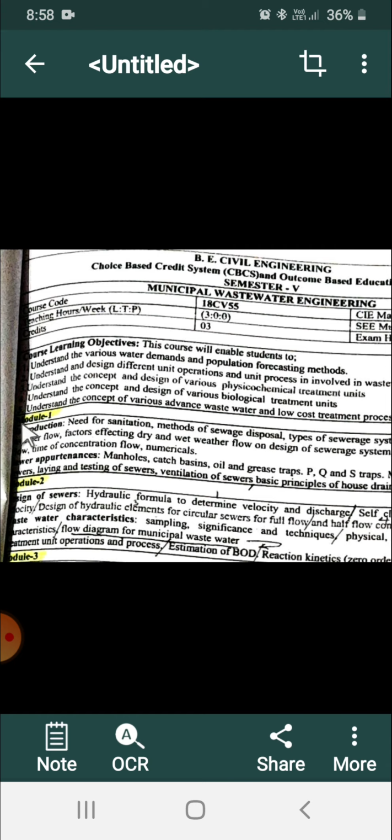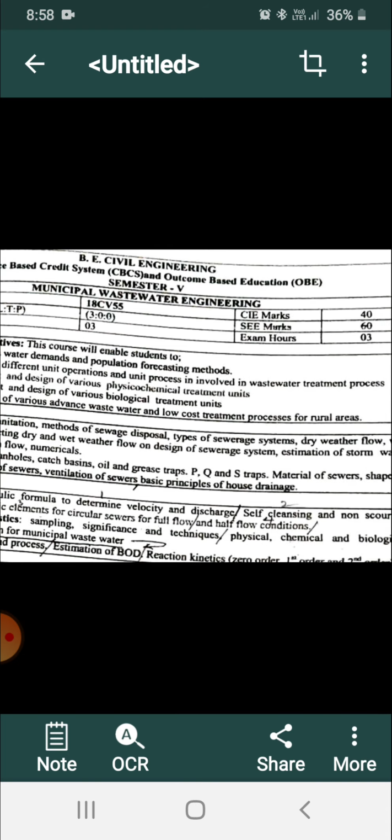In this case, design of sewers, hydraulics formula to determine the velocity and discharge. Here you have to enter into the main subject. This is the second module, so that we can study. I can start with that second module. It is again a problem-based topic.